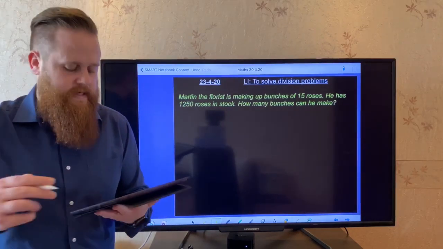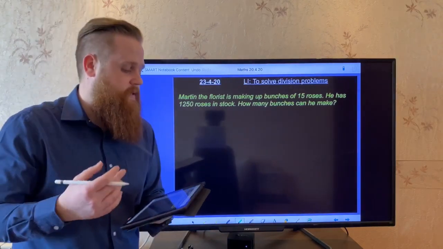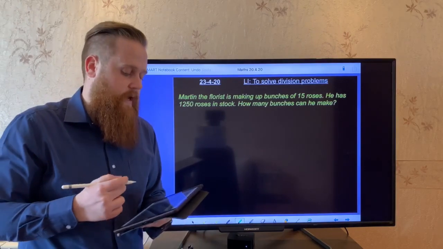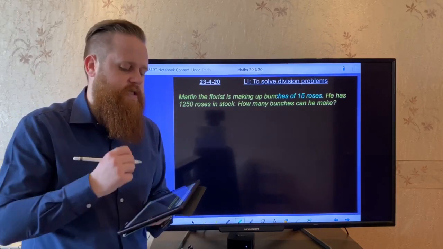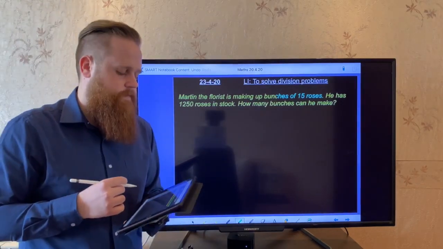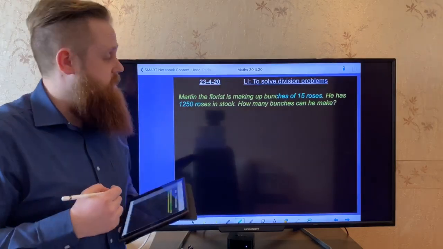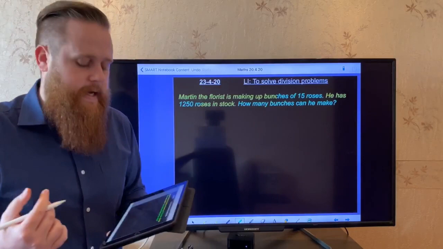Okay then, let's have a look. The important information in here. His name doesn't really matter. It could be Martin, it could be Yassine, it could be Matvey, it doesn't matter, okay? That's not important. But what is important is that he is making bunches with 15 roses. It's also important how many roses he has, which is 1,250. And of course, my question, what I'm answering, how many can he make?